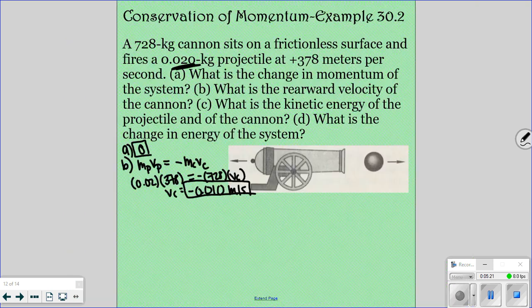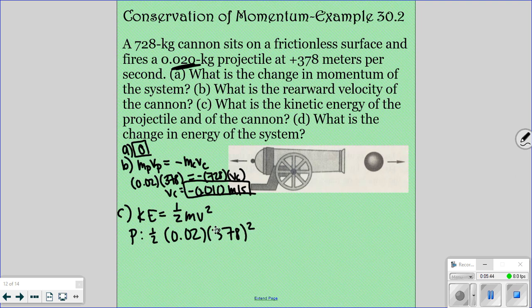For part C, what is the kinetic energy? So we're going to use our kinetic energy formula, which is 1/2 mv squared. For the projectile, 1/2, the mass is 0.02, and the velocity is 378 squared. And if you plug that in, rounding to 2 sig figs, you're going to get 1400. And joules is your unit on kinetic energy.